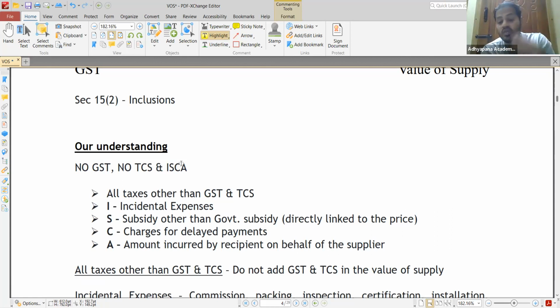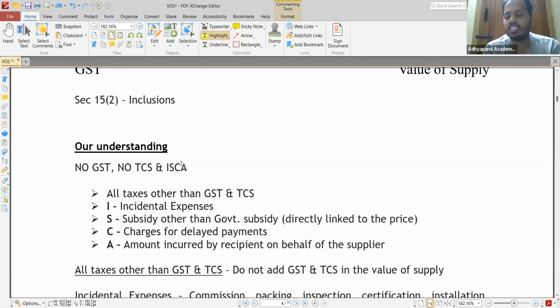What is 15.1? We have understood: transaction value is equal to assessable value, provided 3 conditions are satisfied. 1, PSP, price actually paid or payable; supplied to an unrelated person; price is the sole consideration. So in this matter, we will follow our understanding way. So in 15.2, what is our understanding way? No GST, no TCS, ISCA. Clear? So what we will understand is what that means.